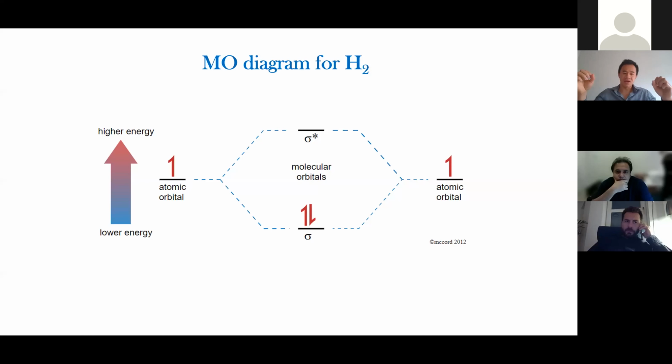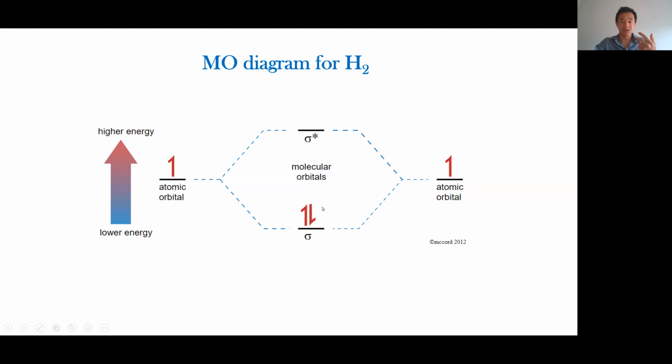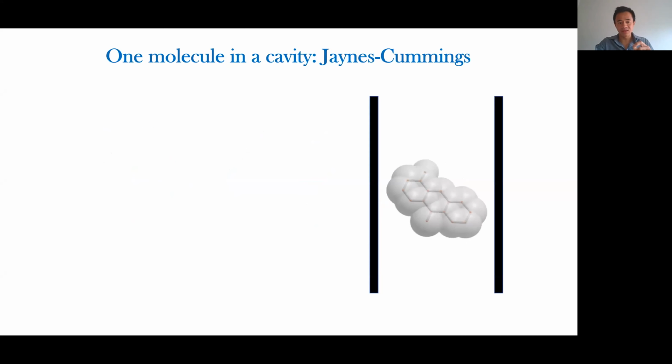atomic orbitals, and you bring them together, and you have the symmetric and antisymmetric combinations of the atomic orbitals. They are called the bonding and the antibonding states. You put 2 electrons in the bonding orbital, and this is a way you form a hydrogen bond for molecular hydrogen.